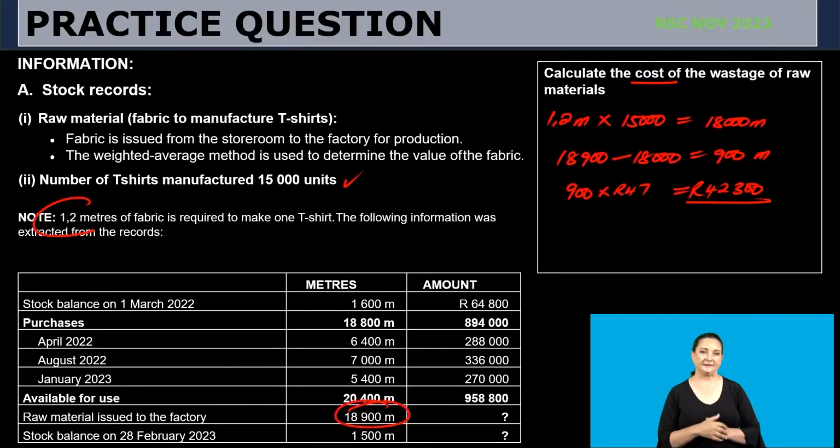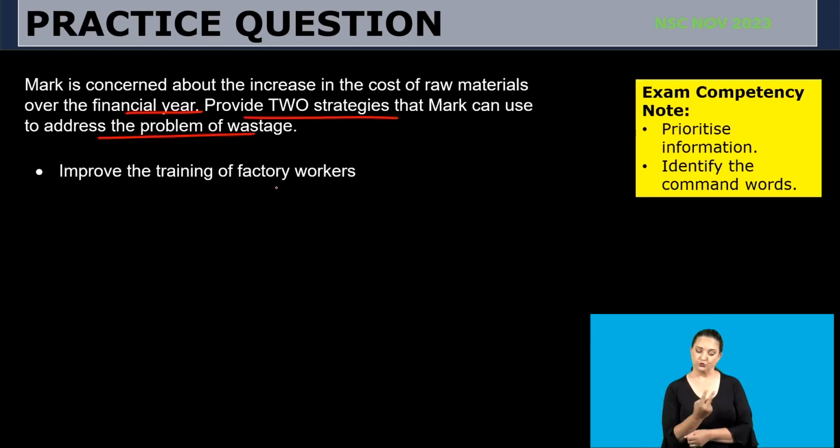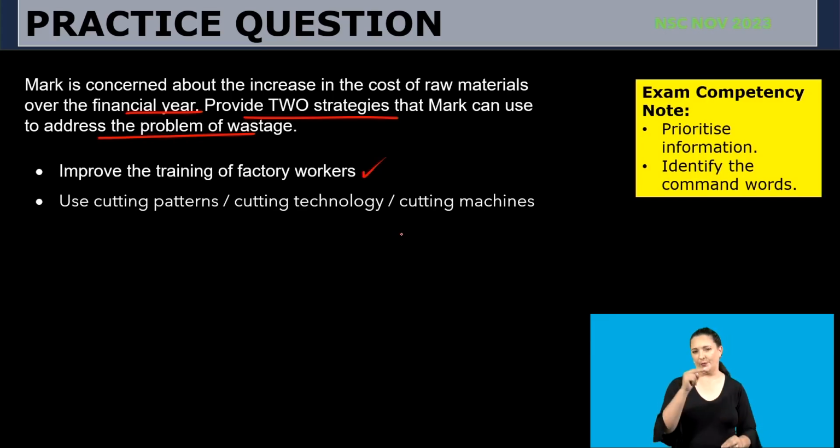Let's go on to the next question. It says, Mark is concerned about the increase in the cost of raw materials over the financial year. Provide 2 strategies that Mark can use to address the problem of wastage. Number 1, improve the training of factory workers. That is very important, because once you train your employees to become efficient, then wastage is reduced.